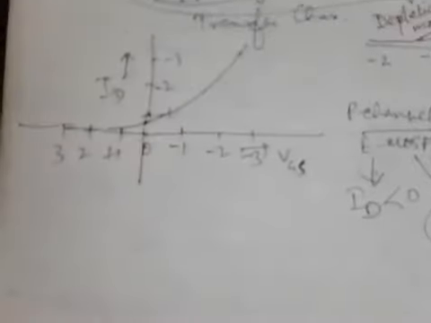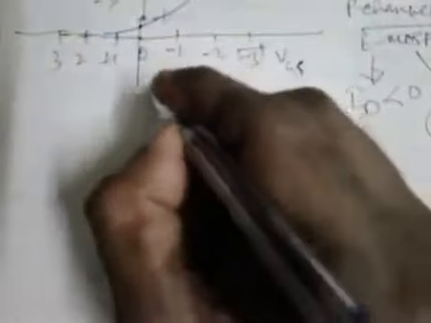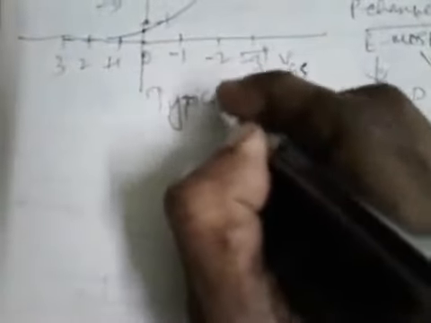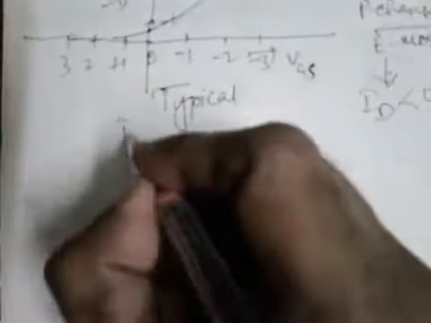For example, now let us see the typical transconductance curve from where we can explain the active and ohmic region.